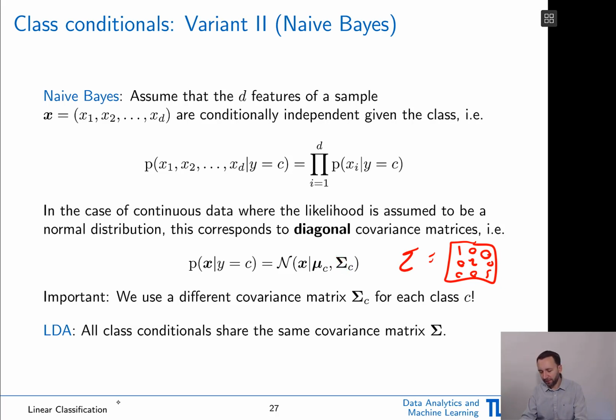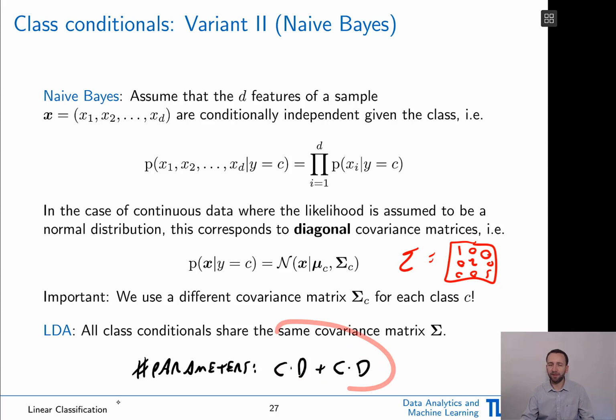From a technical side, this simply means that we have C many D-dimensional means. For every class we have to compute a mean, which is D-dimensional. And then for every class I compute a diagonal covariance matrix, which also just needs D many parameters. Instead of D times D, we just need D many diagonal terms. So overall, the number of parameters is only C times D. Again, very compact. So that's the assumption of naive Bayes: diagonal covariance structure.